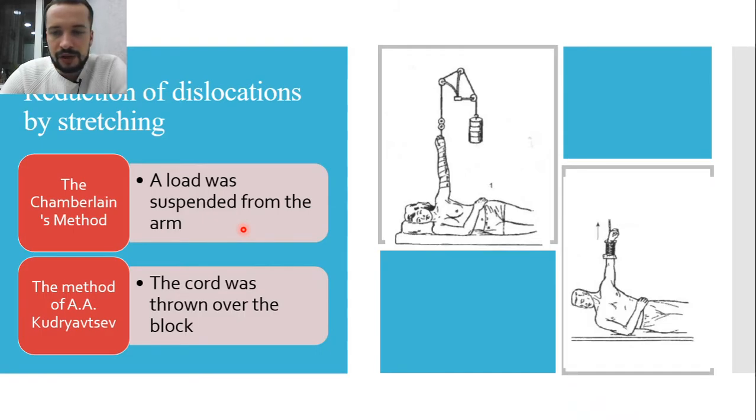There are the methods of Chamberlain and Kudryavtsev. In the first case, traction of the limb is performed using a suspended arm cargo, and in the second, with the help of a cord thrown over a block. There is Kudryavtsev, there is Chamberlain.